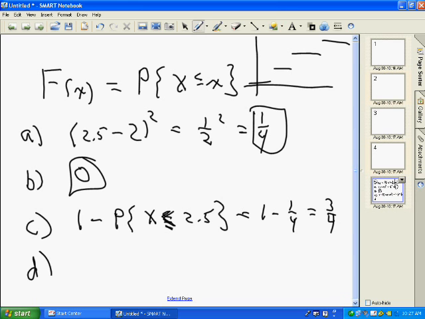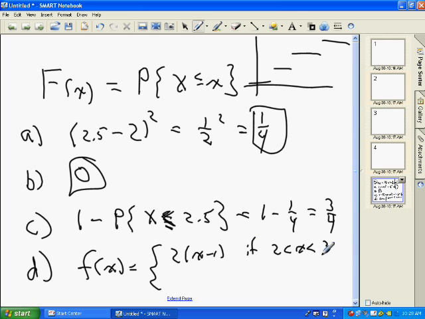Okay. D, that's the derivative. The PDF is always the derivative of the CDF. So the PDF is going to be 2 times (x minus 2) if 2 is less than x is less than 3, and 0 otherwise.